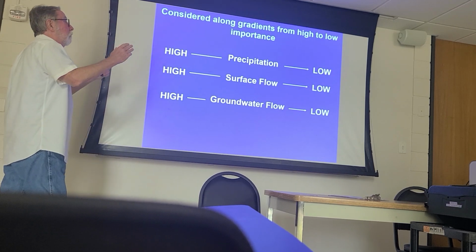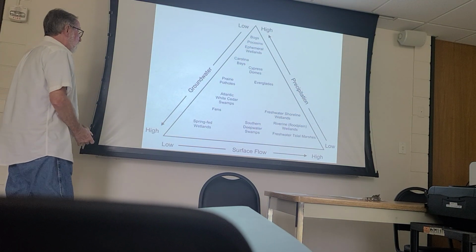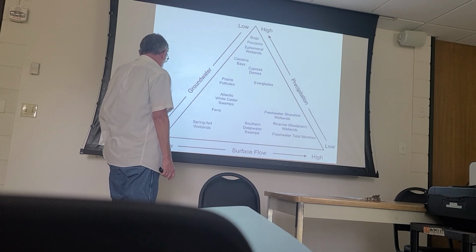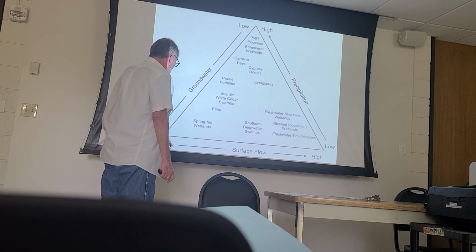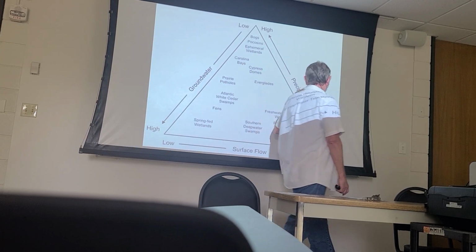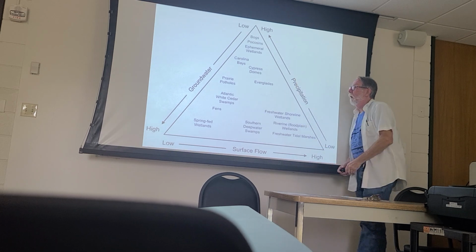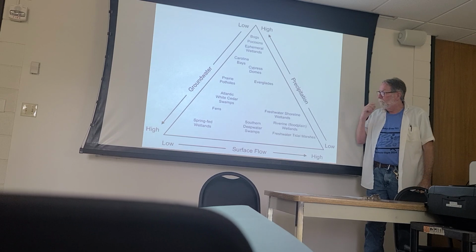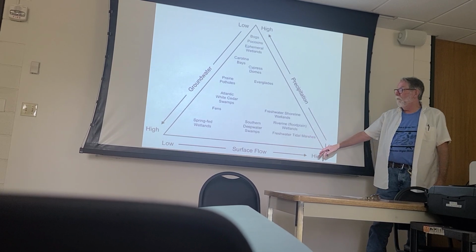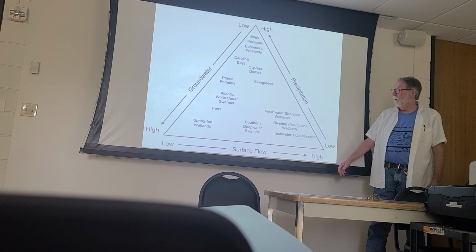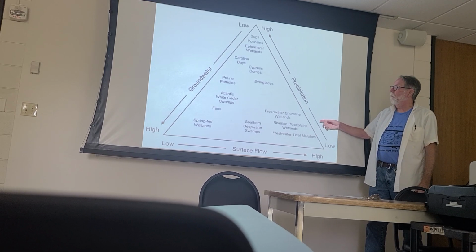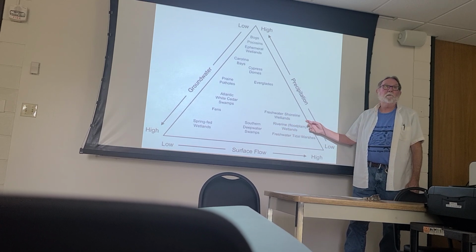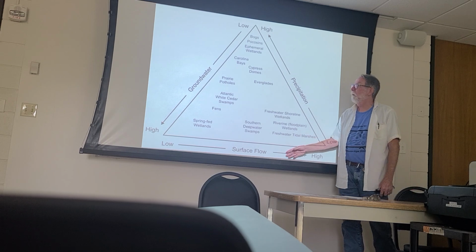If I take those and put them into a triangular shape, here's my groundwater flow here. There are wetlands where it's not important, and wetlands where it's very important. Surface flow, not important versus very important. And precipitation, not important versus very important here. I can start breaking up all the wetlands that you may have seen in the world here. A good example for us is surface flow being very, very important, precipitation not as important, groundwater somewhat important. You basically get our floodplains. Our floodplains are surface water, so that's kind of important.